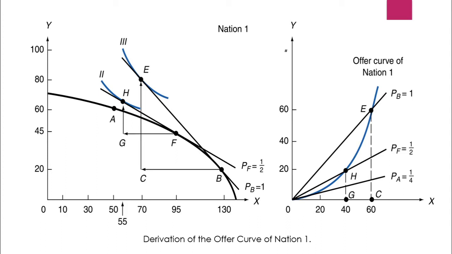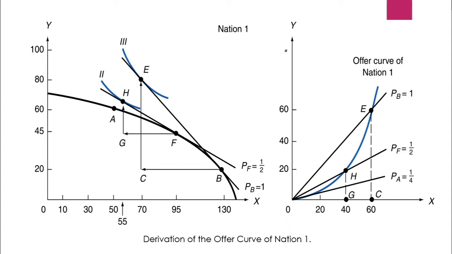So the nation is consuming 80 units of commodity Y, even though it is producing only 20 units of commodity Y. So the remaining 60 units constitute the import of nation 1. So it is importing 60 units from the international market. So CE is the total import of nation 1. So it is exporting 60 units of X, and at the same time it is importing 60 units of Y from the international market.